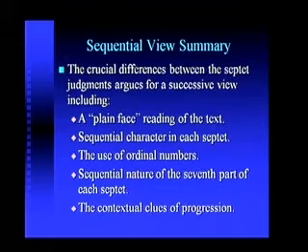The sequential view summarized. The crucial differences between the septet judgments argue for a successive view, including a plain face reading of the text, the sequential character in each septet, the use of ordinal numbers, the sequential nature of the seventh part of each septet, and of course the contextual clues of progression. So if you accept a sequential kind of one following out of the other for the three septet judgments, then you have much of the book of Revelation locked in with its numerical, its chronological, and it follows one after the other. You do not have to shuffle the deck.